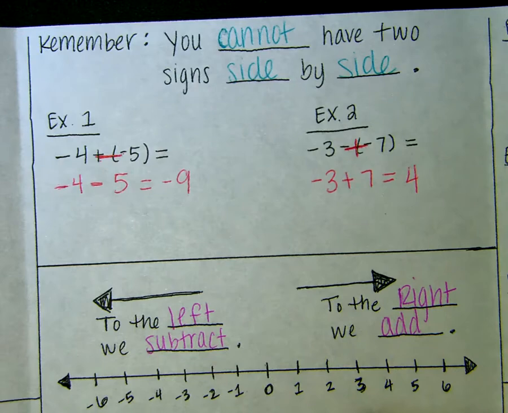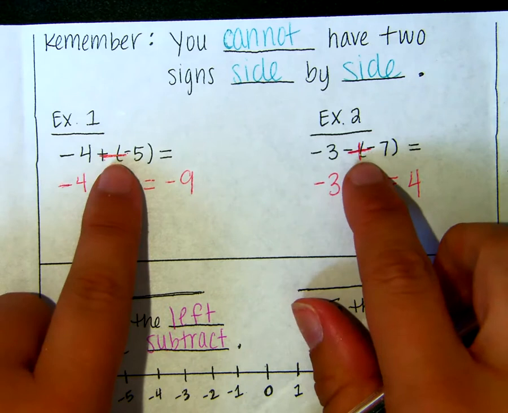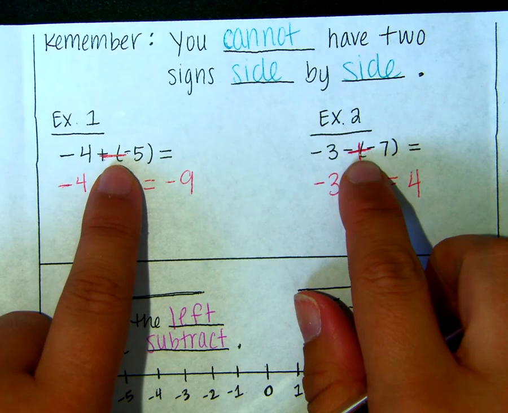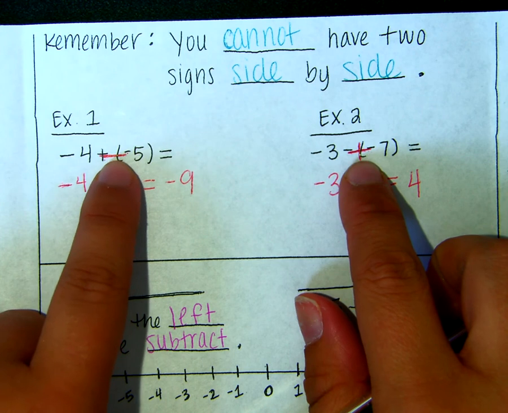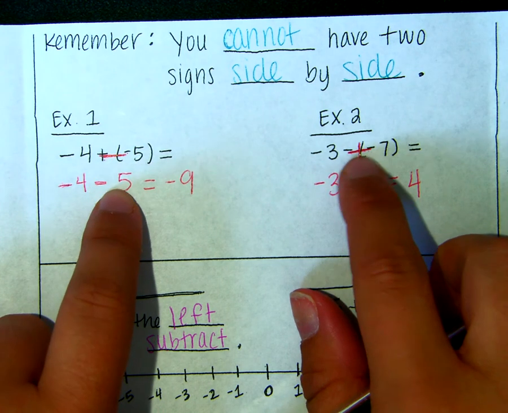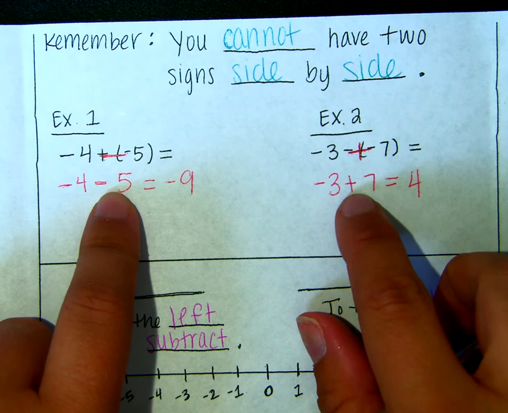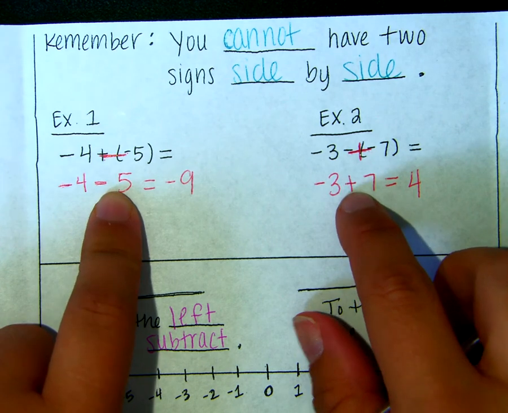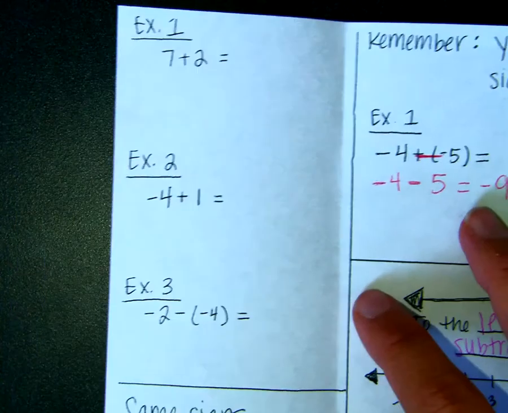Okay. The key thing to remember here again is you cannot have two operators or two signs that are side by side. If they're different, it will be a negative. If it's the same, it's going to be a positive. Okay, so let's take a look at example 1 on our adding side.